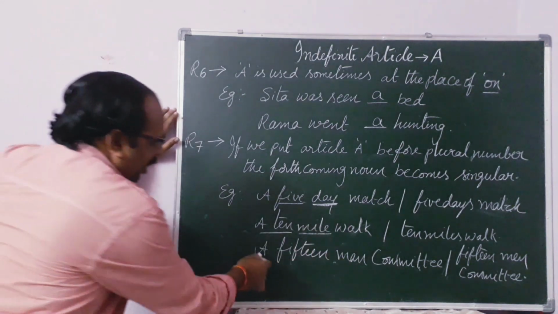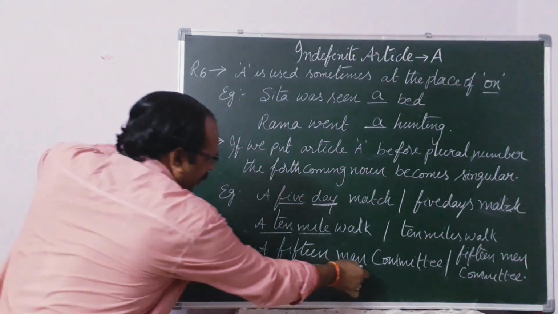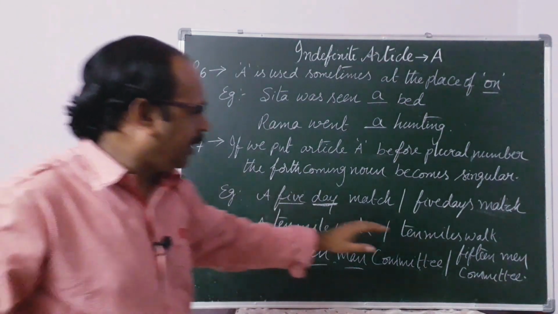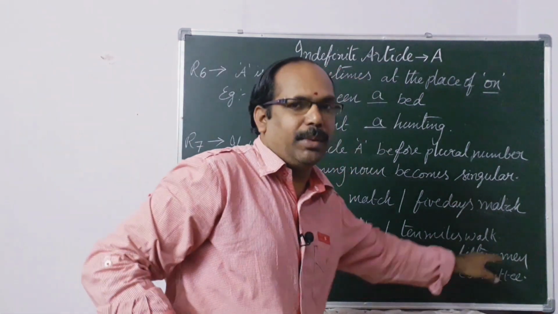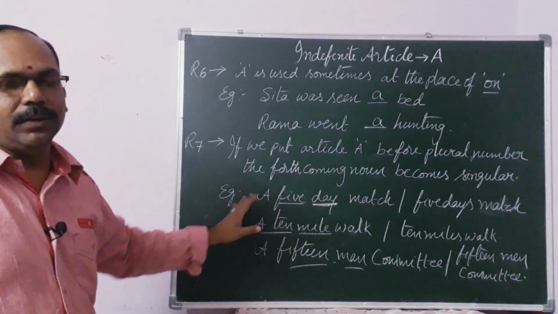So, next one is a 15-man committee. A 15-man committee, man is singular. And here 15-men committee, it becomes plural. Both are right. In this situation, we can use a.